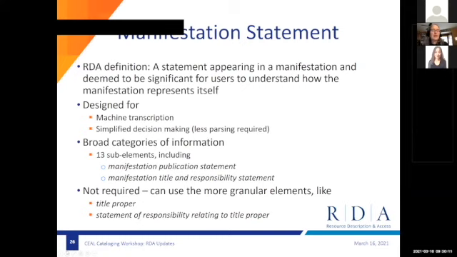A manifestation statement can be a very, very broad thing. It can just be by itself, but there are also 13 sub-elements, including manifestation publication statement and manifestation title and responsibility statement. Notice that in both of those cases, things that were used to parsing separately in MARC are lumped together. These are not required. It's perfectly fine for people doing original cataloging to do the separate elements like title proper and statement of responsibility relating to title proper. But mixing and matching is allowed. So it'll be up to, again, policy statements as to whether you use these or not. Next slide, please.